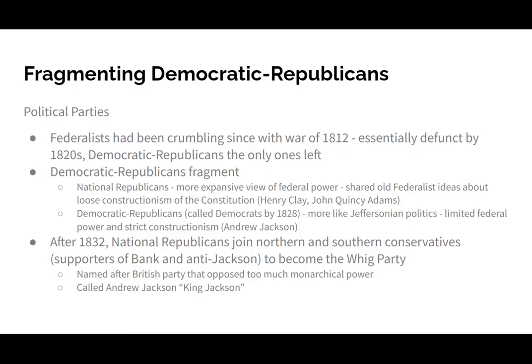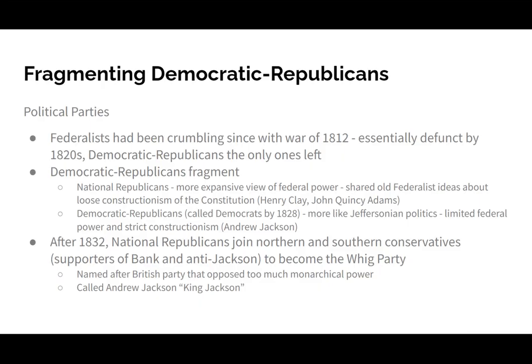So what we're going to see is two different groups emerging. The National Republicans have a much more expansive view of federal power. They're going to share a lot of old Federalist ideas about the loose construction of the Constitution. People like this are going to be Henry Clay and John Quincy Adams. On the other hand, you have the Democratic Republicans. By 1828, they're just going to be shortened to the Democrats, who are still more like the Jeffersonian politics of old. They're going to really want limited federal power and very strict constructionism of the Constitution, and that's going to be Andrew Jackson and his supporters.